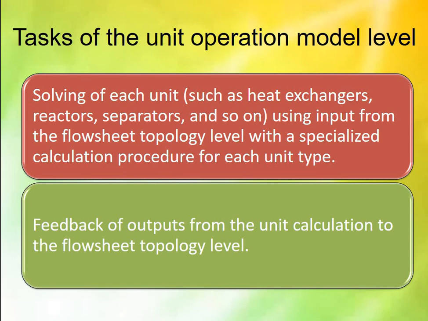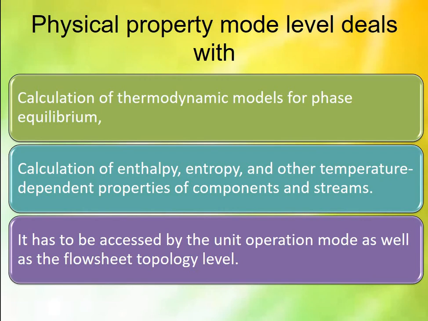Now the second one, the unit operation model level. What are its tasks? Solving of each unit such as heat exchangers, reactors, separators and so on, using input from the flowsheet topology level with a specialized calculation procedure for each unit type, and feedback of outputs from the unit calculation to the flowsheet topology level. So this is the task of the unit operation model level.